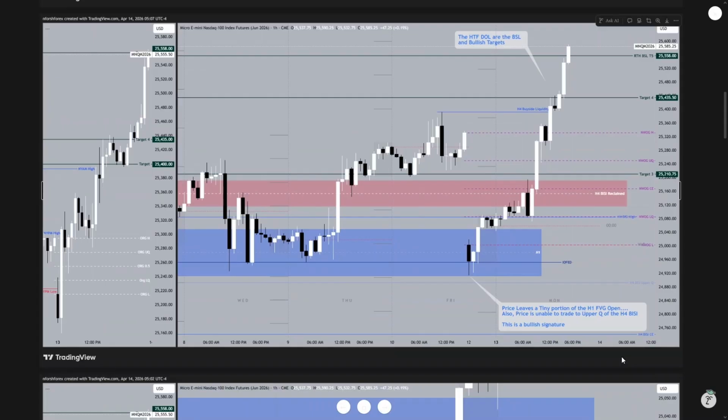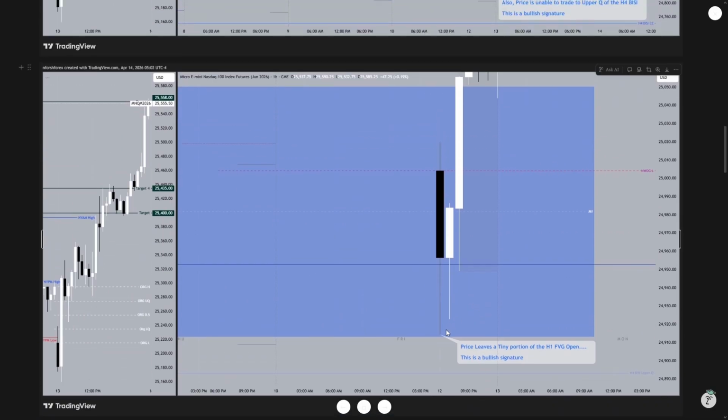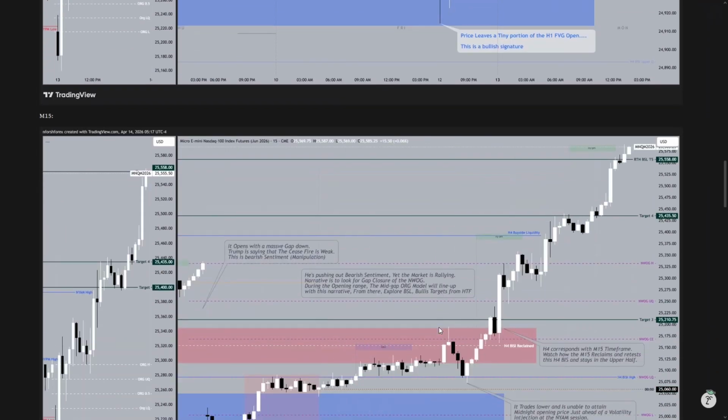Hop over to a 1-hour chart. I cannot really find an array here, but I'm also taking attention to the fact that this low right here, this candle trades down, it does not hit the low of this 1-hour buy side imbalance and inefficiency. That's a bullish signature in itself. So being unable to hit the low, trading so close to it and leaving a tiny portion open is a bullish signature. On this chart, I zoom in and you can really see it. It does not hit that low. So I'm moving on to the 15-minute time frame.